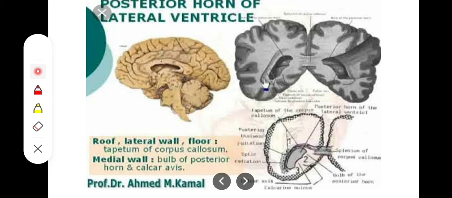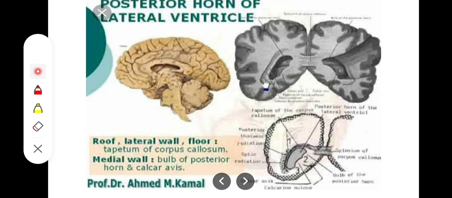It also has a roof, lateral wall, floor, and medial wall, but the roof, the lateral wall, and the floor are all being formed by the tapetum of the corpus callosum, which was basically a bundle of nerve fibers emerging from the corpus callosum laterally, right? So that was forming the roof, lateral wall, and floor, right?